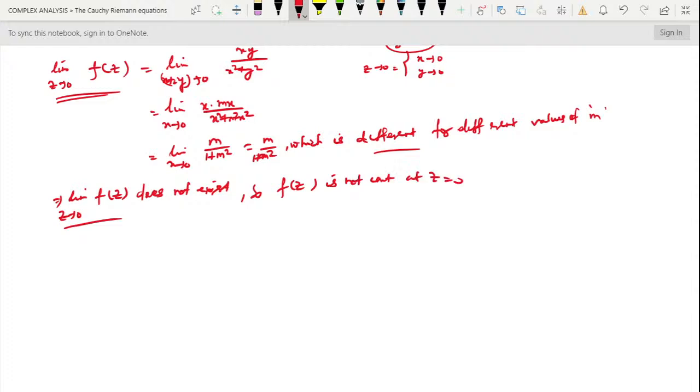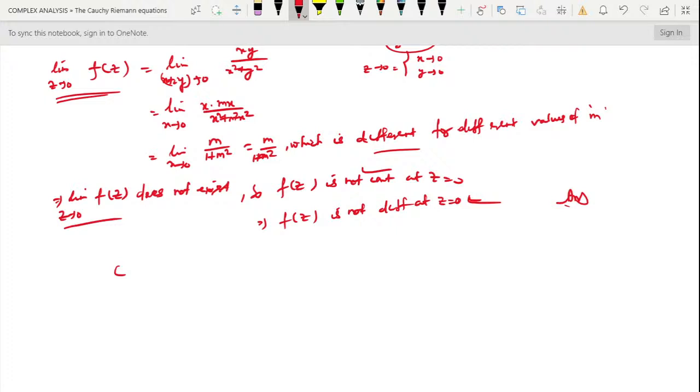So since it is not continuous, it is not differentiable at z equal to 0. If something is not continuous, then how can you say anything about its differentiability? Because if it is continuous, then you can check for its differentiability. So since it is not continuous, it is not differentiable. Okay, this thing is completed.